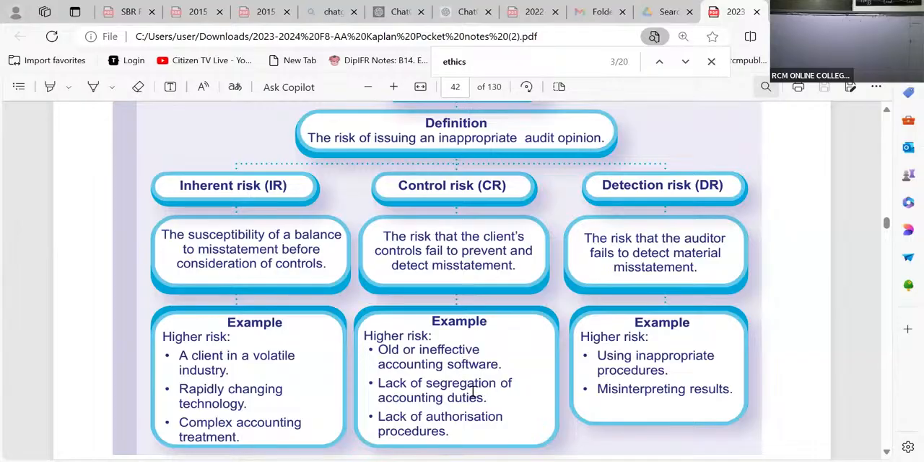Lack of segregation of accounting duties. You've done segregation, all right? You thought it is very, very good, but at times that may not be enough. You have done these authorizations here, but they're not working. They may not work. All right. For detection risk, the auditor's detectors are not working. Example, there's a higher risk when you're using inappropriate procedures or when you're misinterpreting results.